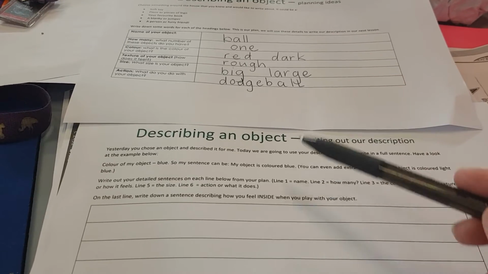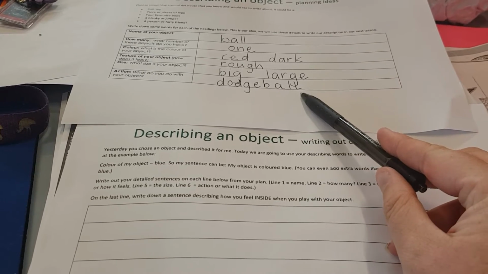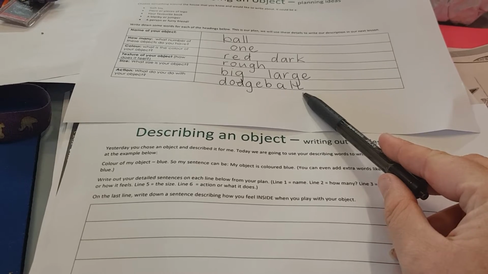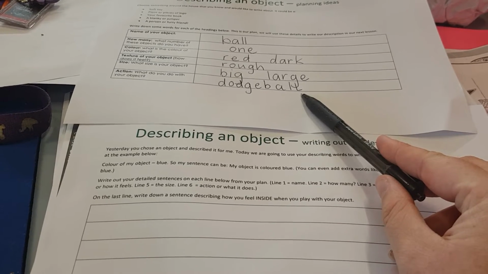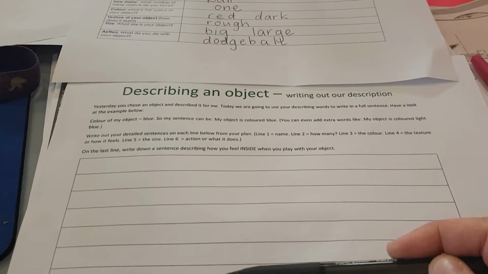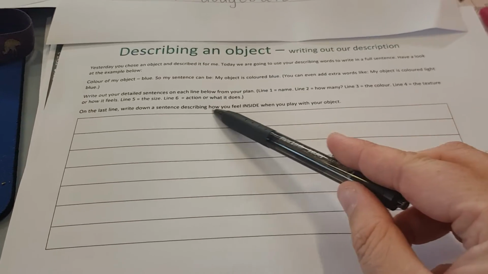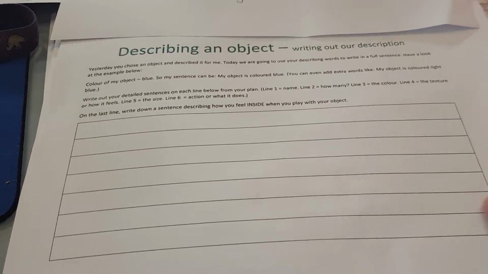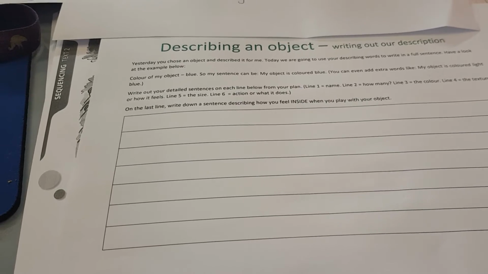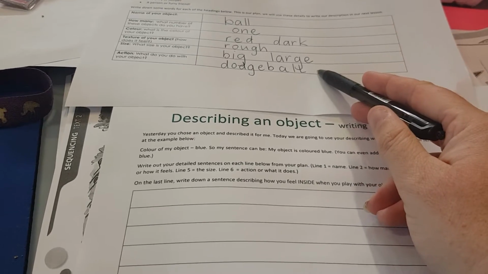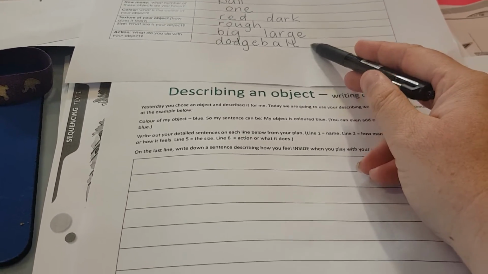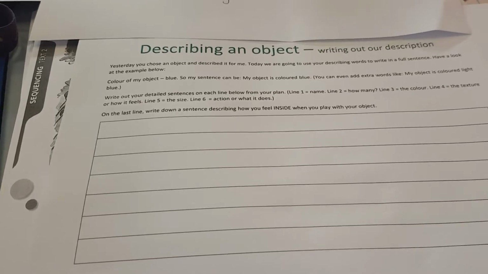And the last sentence on your plan was action. What was the thing that you could do? So I wrote down dodgeball. And there's one extra line which I'll talk about at the end. Okay, it says on the last line. All right, so I'm going to have a go now at doing my describing from my words up here into a sentence. So my first sentence is going to be, what is my object?